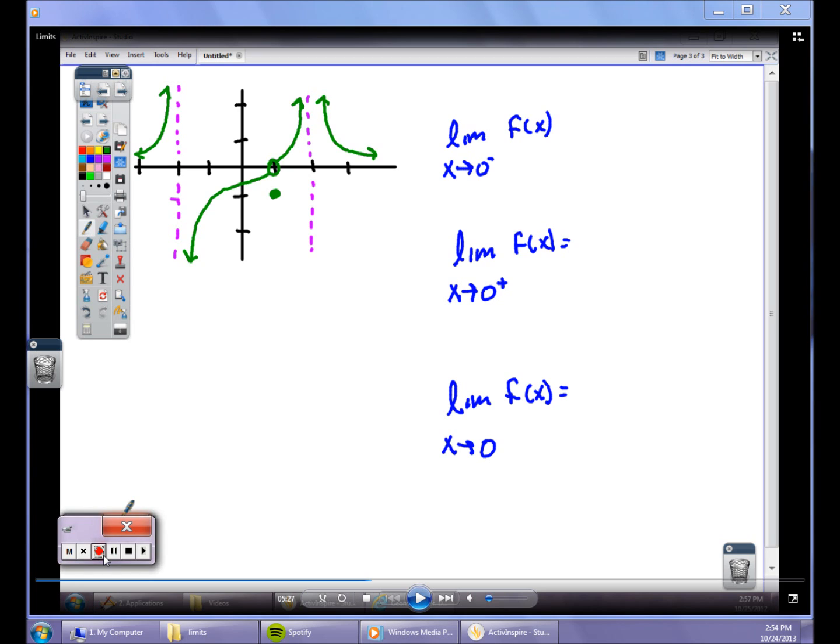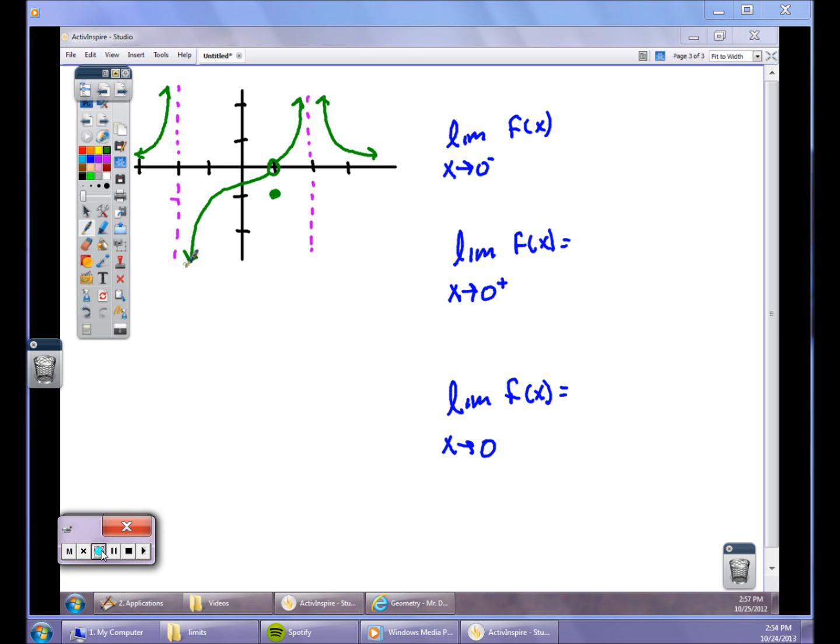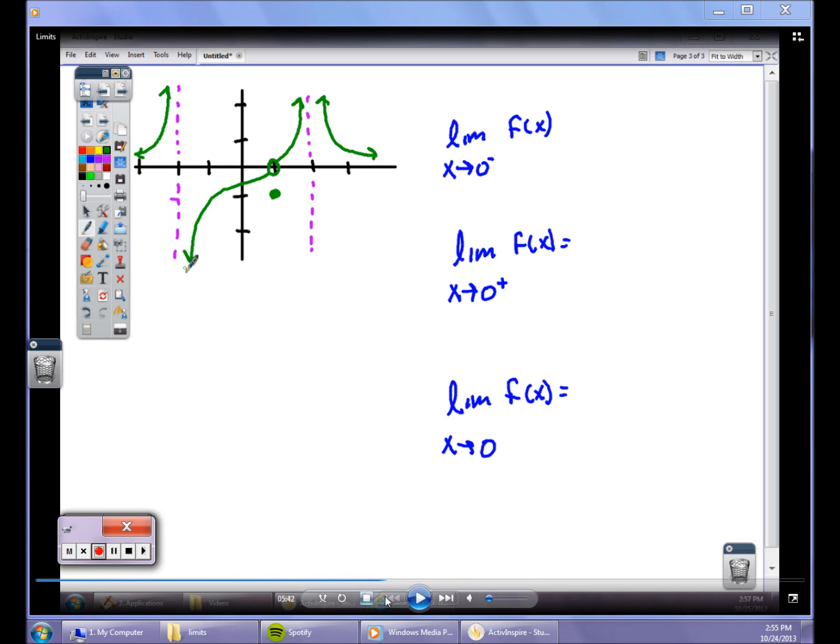Let's look at a new graph. Let's first find the limit as x approaches 0. In order to do that, I have to find the limit as x approaches 0 from the left. Following my cursor, I'm getting closer to 0 from the left. And I have a value of -1/2.